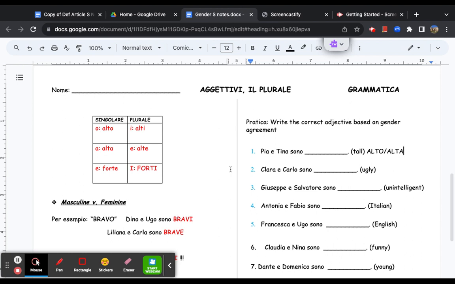We have two people that are female. So we are going to change this from alto to alta to the female plural, which is alte.